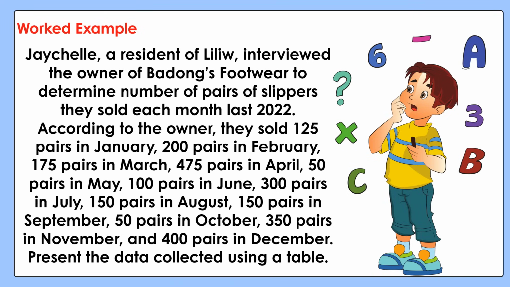According to the owner, they sold 125 pairs in January, 200 pairs in February, 175 pairs in March, 475 pairs in April, 50 pairs in May, 100 pairs in June, 300 pairs in July, 150 pairs in August, 150 pairs in September, 50 pairs in October, 350 pairs in November, and 400 pairs in December. Present the data collected using a table.